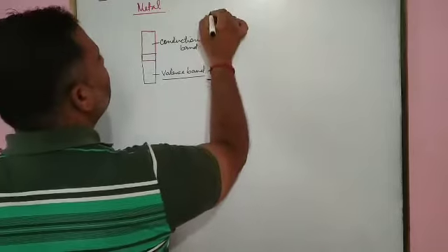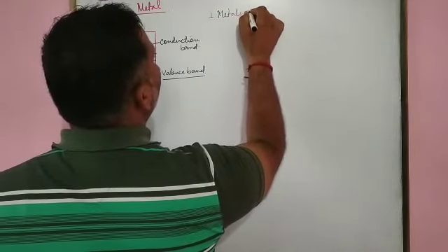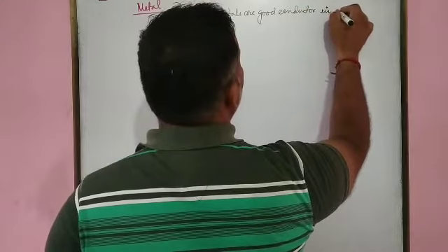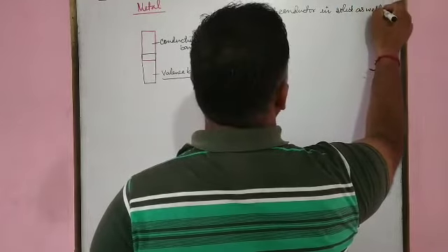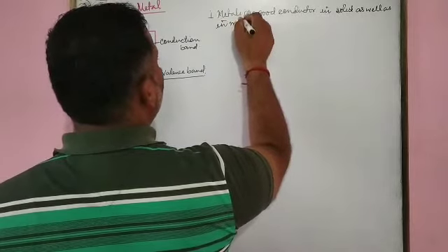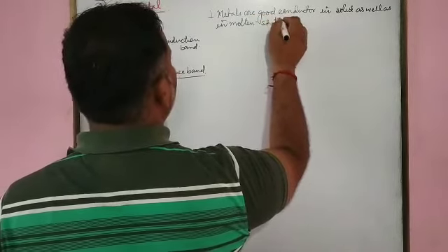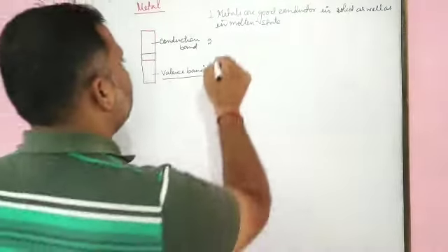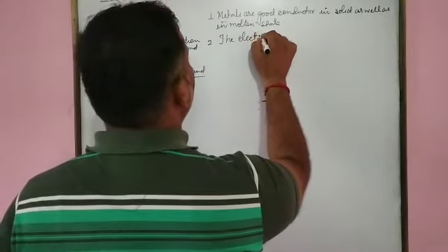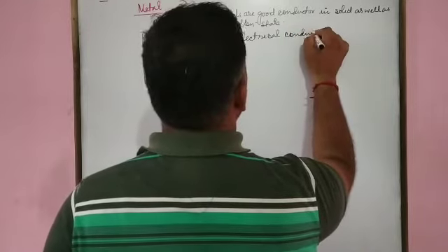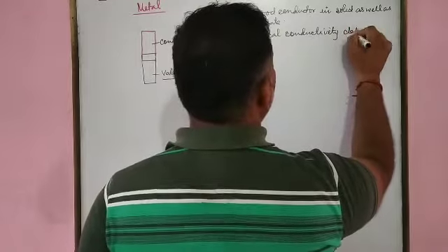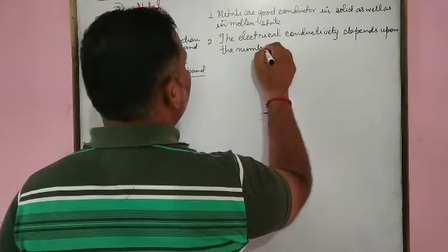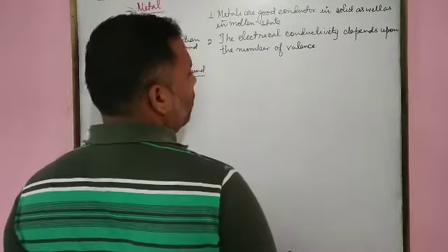What we have, the first point: metals are good conductors in solid as well as in molten state. The next is that the electrical conductivity of a metal depends upon the number of valence electrons.